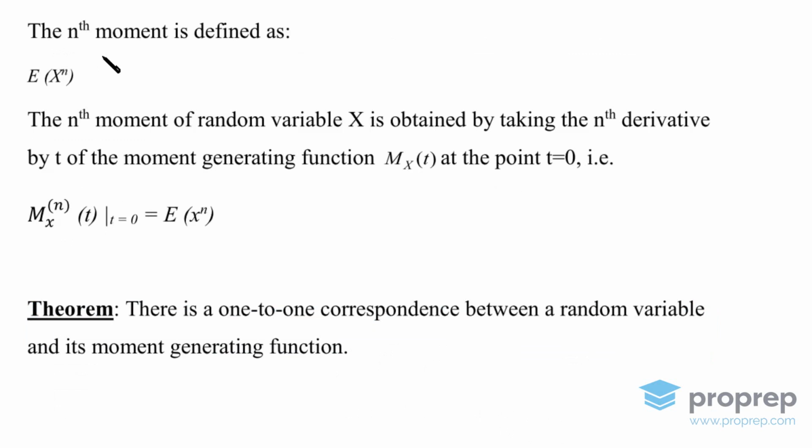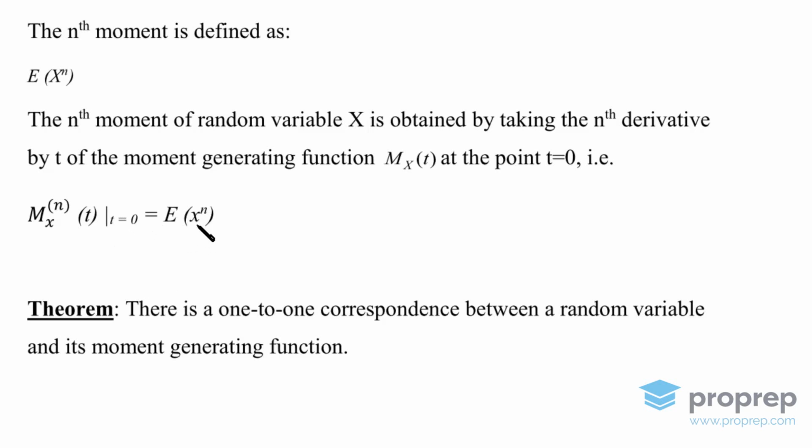The nth moment is defined as the expectation of X to the power of n. So the nth moment of a random variable X is obtained by taking the nth derivative by t of the moment-generating function M sub X of t at the point t equals 0. That means the nth derivative of M sub X at t equals 0 equals the expectation of X to the power of n.